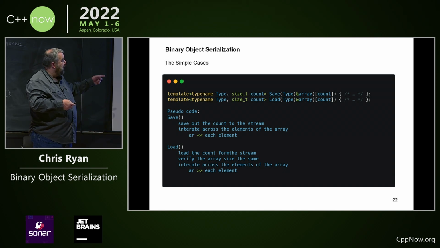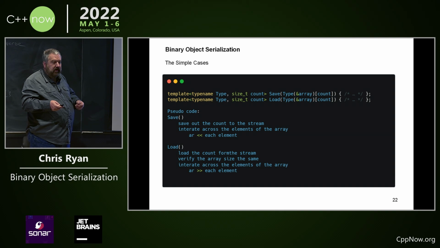When I go to load it back in, I get what the count was that I saved out. As a safety factor, I verify that I'm reading back into an array that's the same size as the data I had serialized out, which I know I'm expecting. A size mismatch is an error, and it's going to be overwriting garbage all over the place.